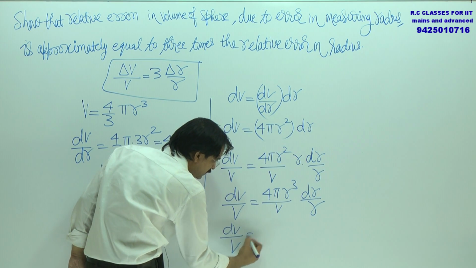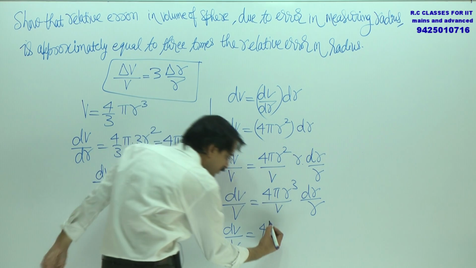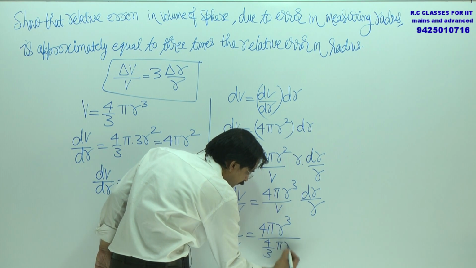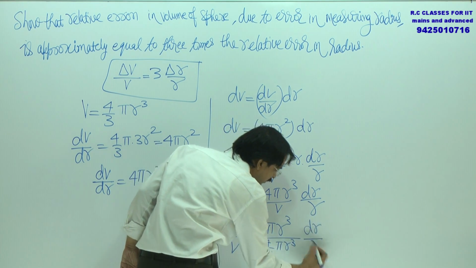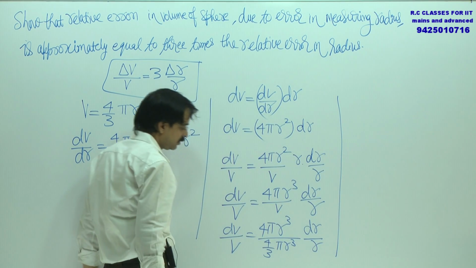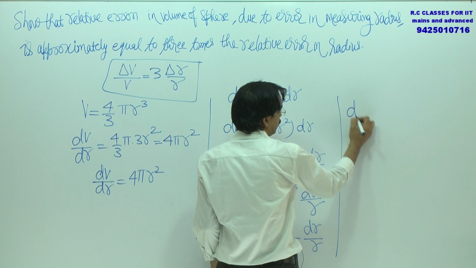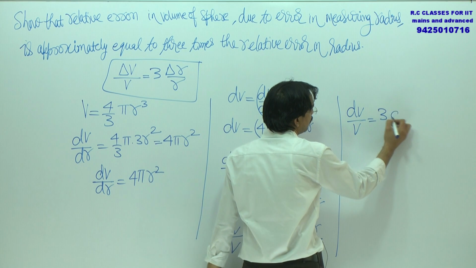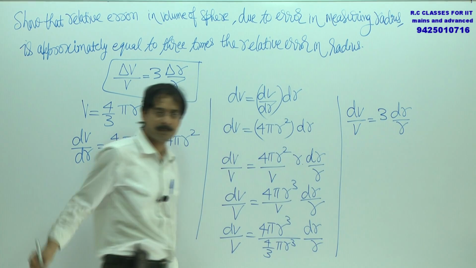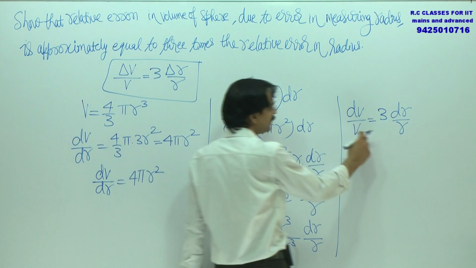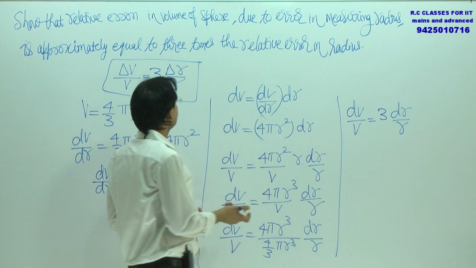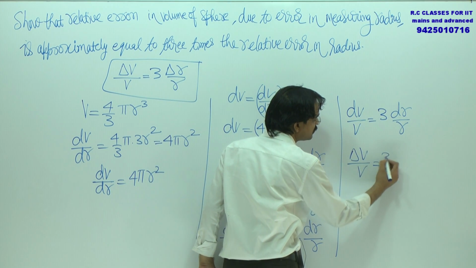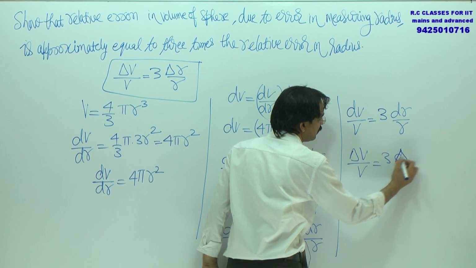dV upon V equals, as per our needs, 4 pi r cube upon the volume, which is 4/3 pi r cube, into dr by r. It is going to be dV by V equals 3 times dr by r. That's what we wanted to calculate. Due to approximation, we can definitely write delta V upon V equals 3 times delta r upon r.